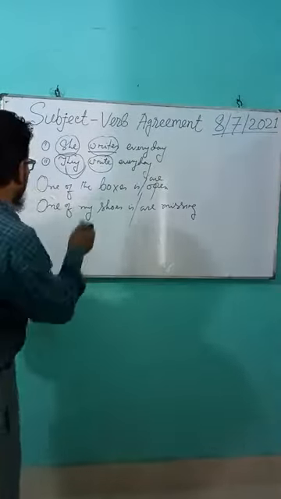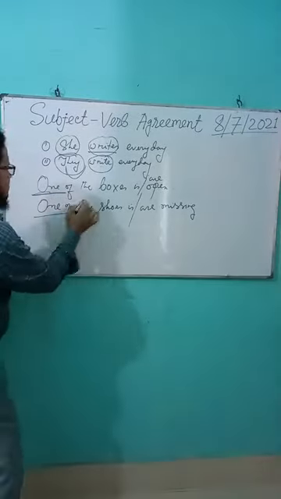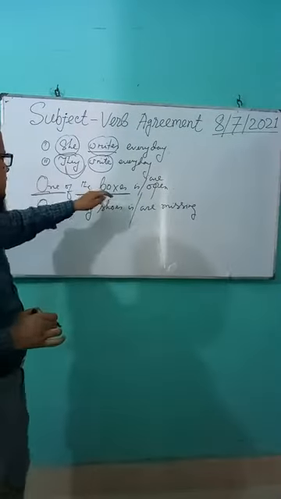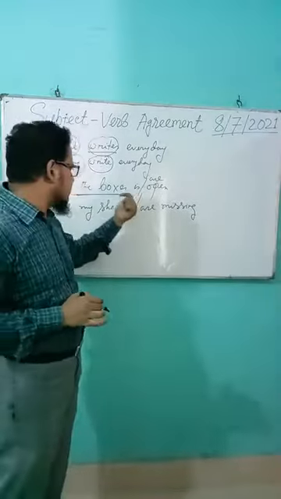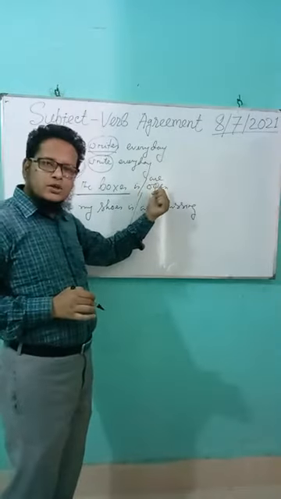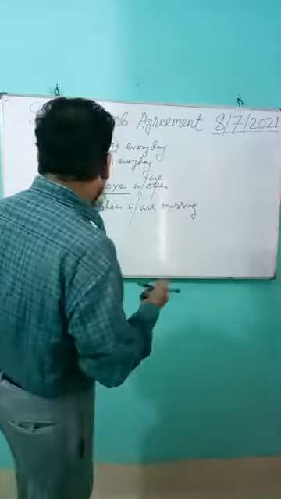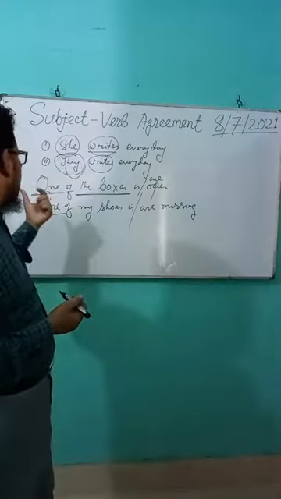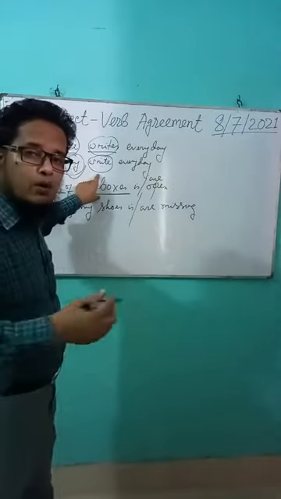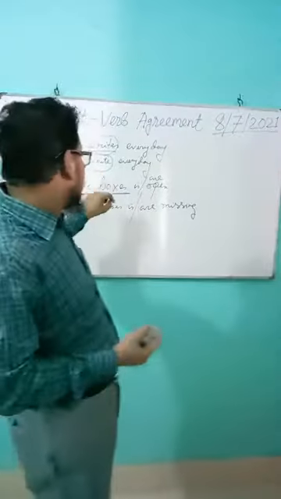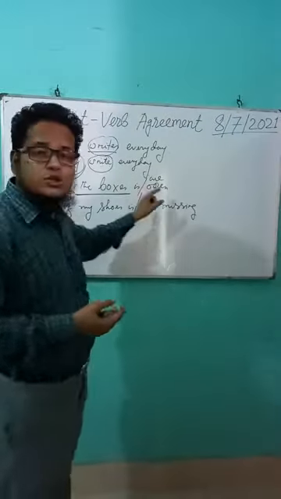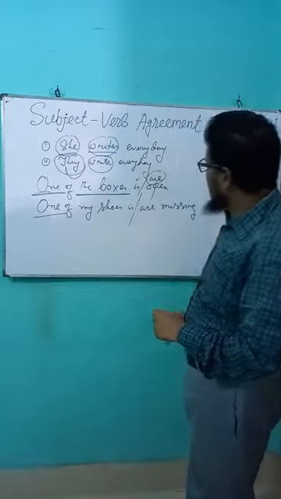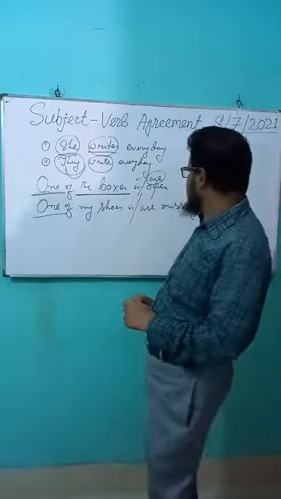One of the boxes. One is the subject of this sentence, and "of the boxes" is the noun phrase. So which verb will be correct here, is or are? Undoubtedly, the correct verb is "is," not "are," because the verb must agree with the subject, not with the noun or noun phrase in the sentence. So "one of the boxes is open," not "are open." "Are" will be incorrect. The correct one will be "is."